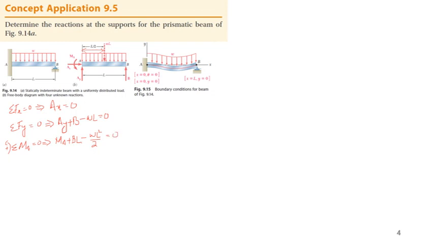Now we have 3 unknowns and 2 equations. So what do we have to do? In this case we have to consider the deflection of the beam. Okay, so let's take a section.